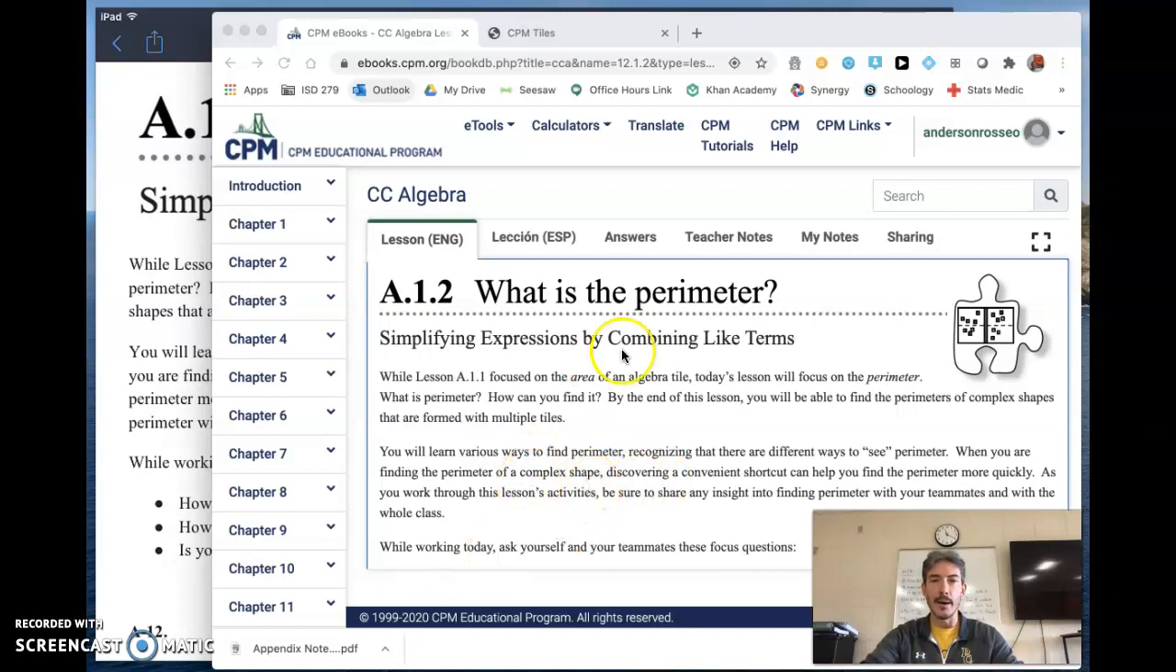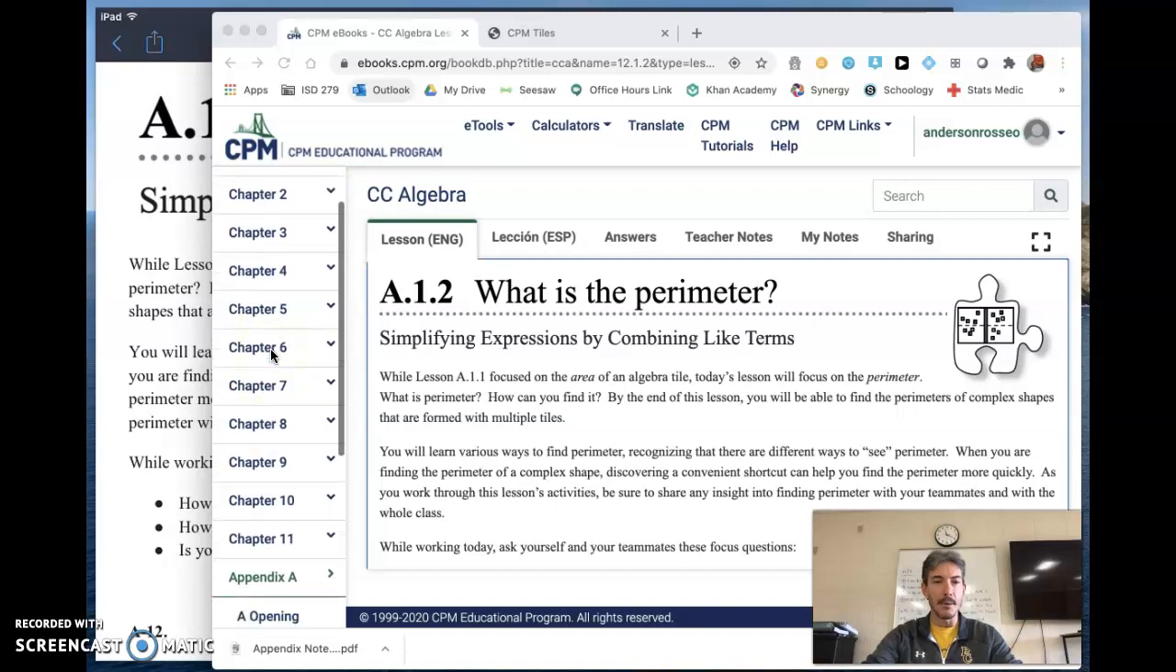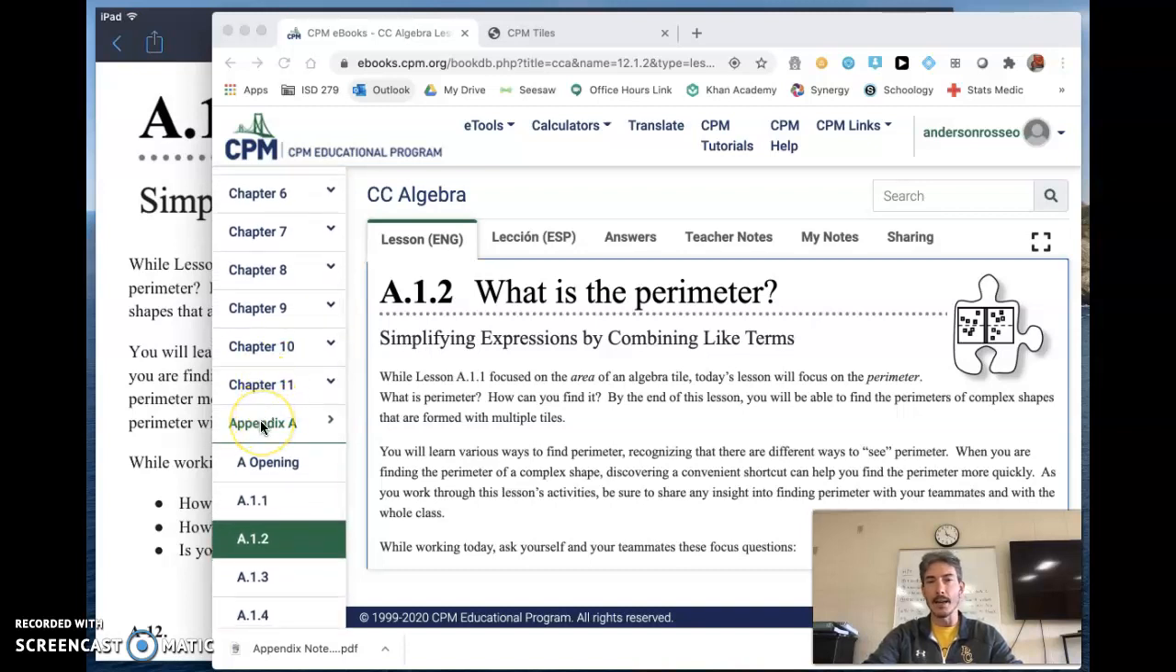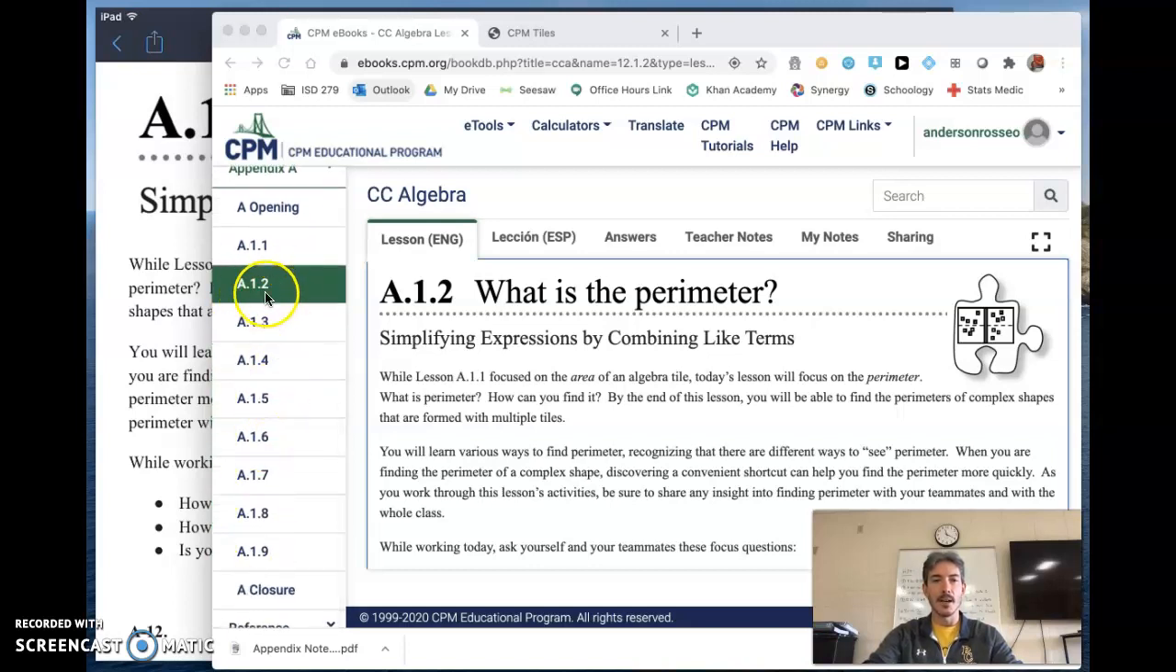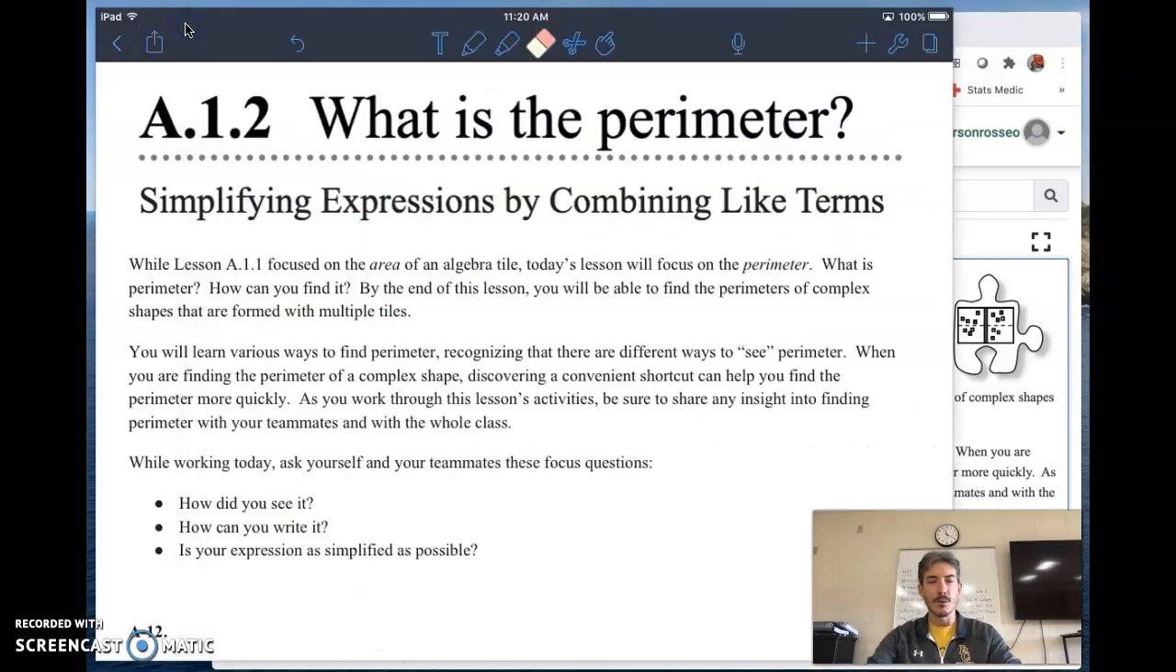Let me show you real quick where I'm at. All right, I've logged on to my CPM ebook. I've also got a tab open for my CPM algebra tiles. We're going to need those in just a moment. But the appendix, remember, is down here at the bottom. I've clicked on the appendix and we are in the second lesson. I've clicked on the lesson. Okay, right here are my notes.